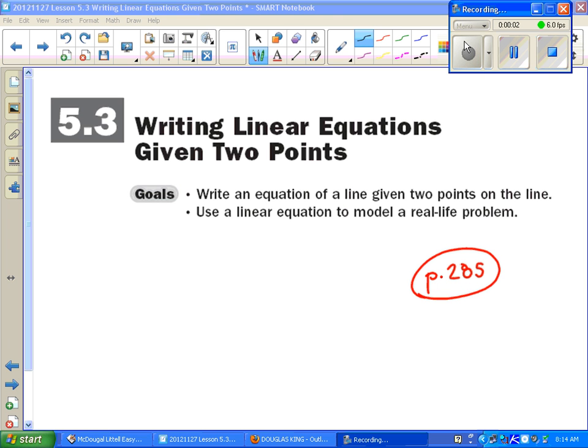Okay, this is section 5.3, writing linear equations given 2 points. A couple of goals. First one, writing an equation of a line given 2 points of the line. Then we're going to use a linear equation to model a real life problem towards the end.